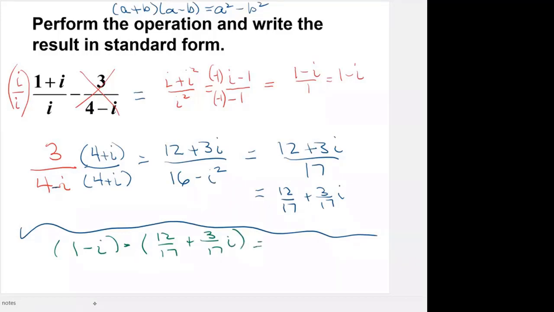And now we just add the real parts. 1 minus 12/17 is 5/17. And then I have minus i. If I distribute that negative, that gives me minus 3/17 i. So that's minus 1 minus 3/17. Minus 1 is 17/17. So 17/17 minus 3/17 is minus 20/17 i. And now notice it is in standard form.